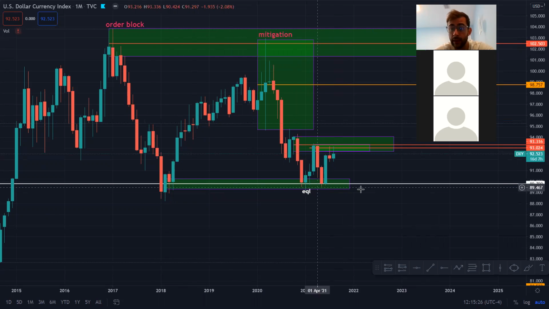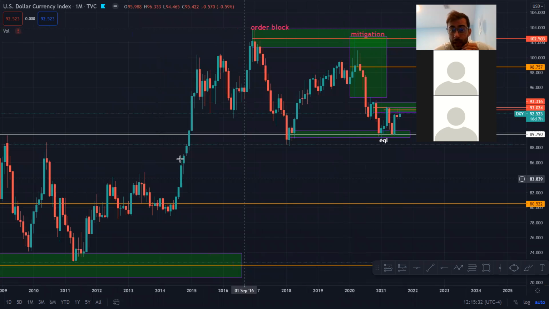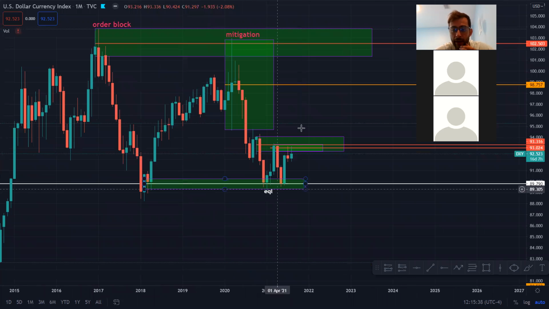These equal lows that we're generating are actually a liquidity pool. And what does that mean? That means the market is going to target this. In my opinion, we have a pretty big imbalance, and we also failed to make a higher high here, and we closed this mitigation to continue the sell that we were in.